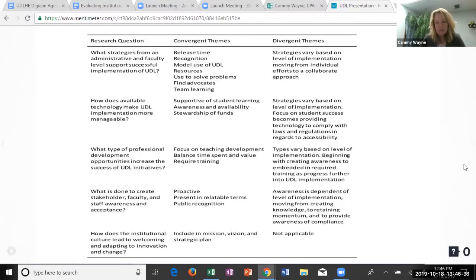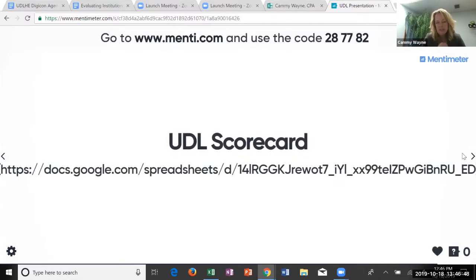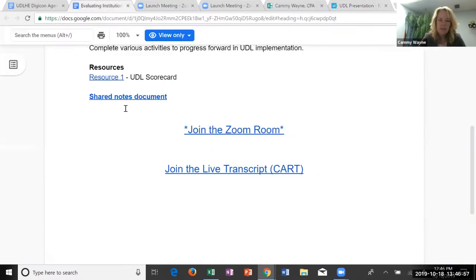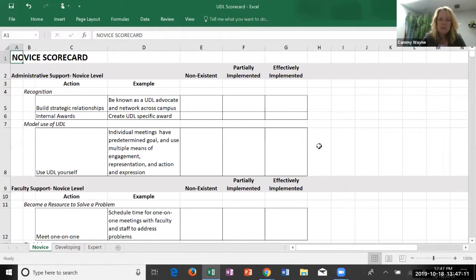So through all of this, what I did was I put together a UDL scorecard. We're going to take some time to look at this. This has the Google link to it, but if you go to how you got into this Zoom room, you'll also see this resource 1 here. That's your UDL scorecard. I'm going to pull it up as well and walk you through that. But I want to make sure we take a couple minutes to look through this.